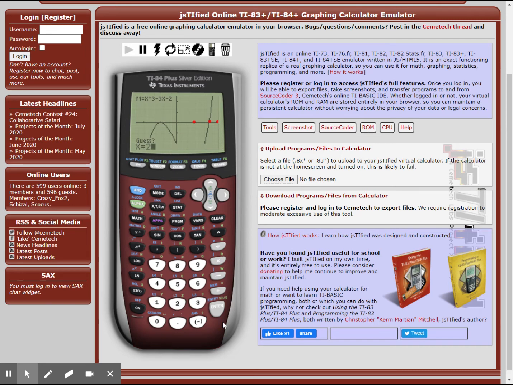And my guess, it looks like this 0 is right at 2. So I'll press 2 for my guess and hit enter. And sure enough, you get x equals 2. So this one has an exact solution. The solutions are -1 and +2.